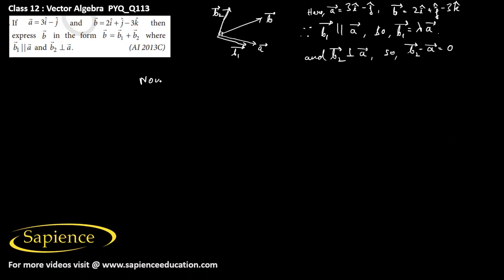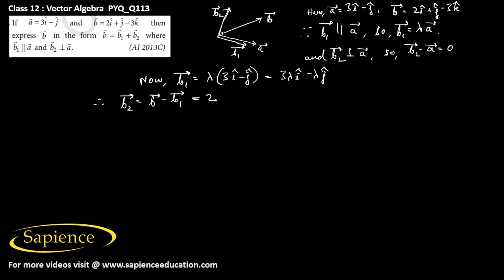So now b1 vector we can write as some lambda times a vector, which is 3i cap minus j cap, so that is equal to 3 lambda i cap minus lambda j cap. So therefore now b2 vector will be equal to b vector minus b1 vector. So b vector is 2i cap plus j cap minus 3k cap, then minus b1 vector, which is 3 lambda i cap minus lambda j cap.